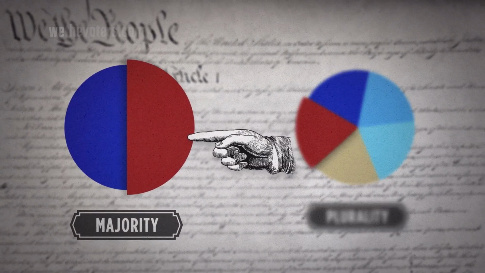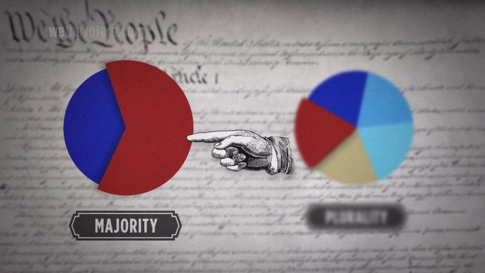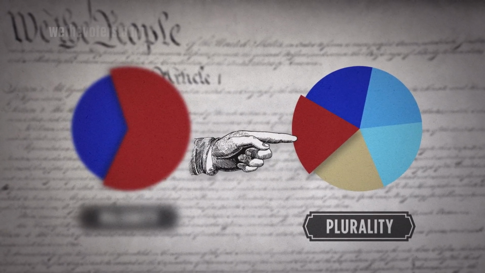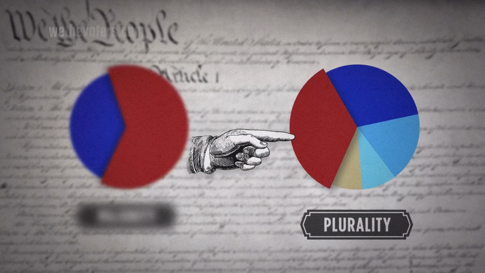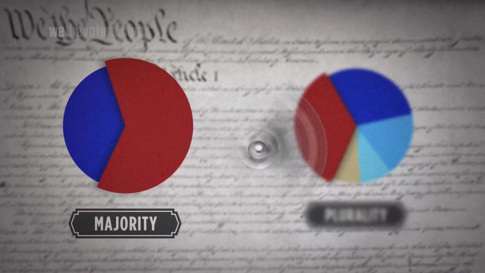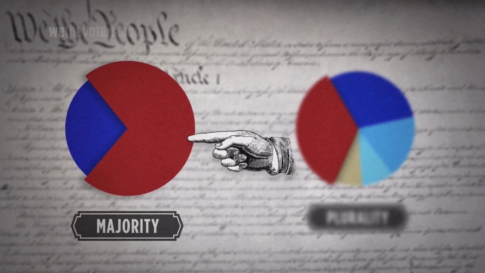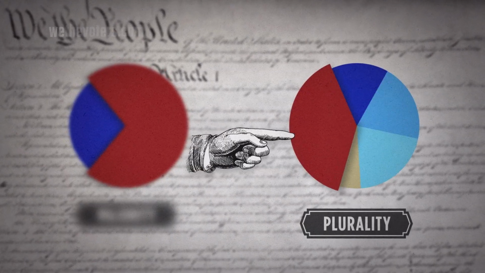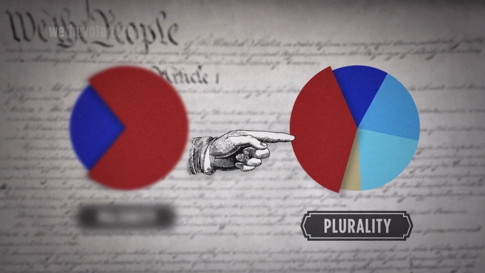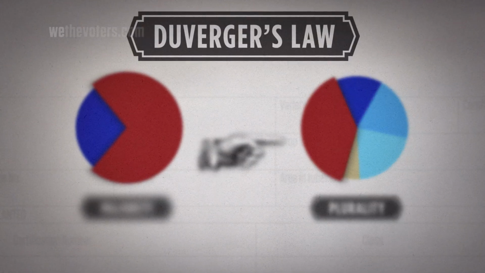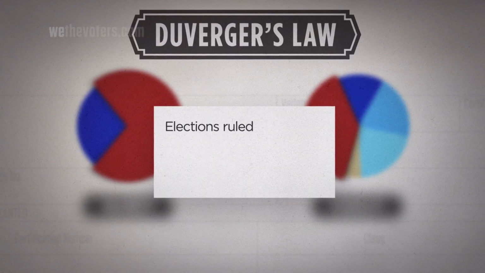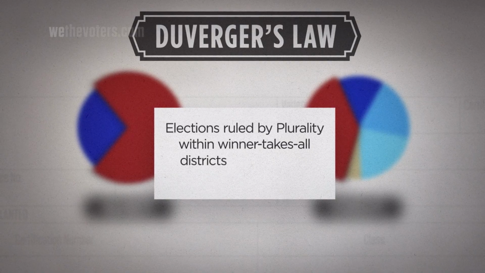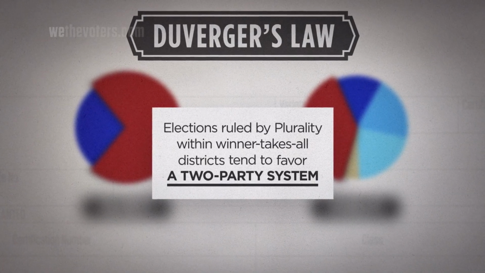A majority is when a candidate has more than half the votes. A plurality is when one candidate receives more votes than any other candidate. So a candidate doesn't need a majority of the votes, they just need more votes than any other candidate, or a plurality. This leads to a two-party system as explained by a principle known as Duverger's law, which states that elections ruled by plurality within winner-takes-all districts tend to favor a two-party system.